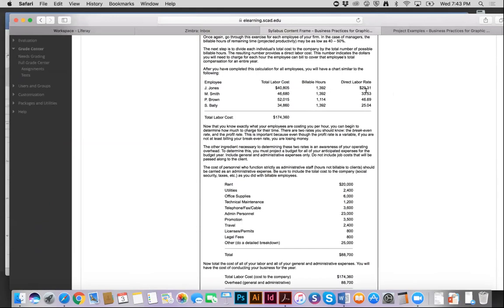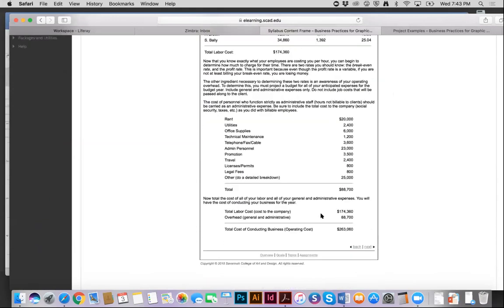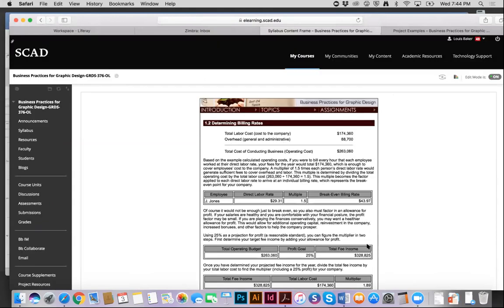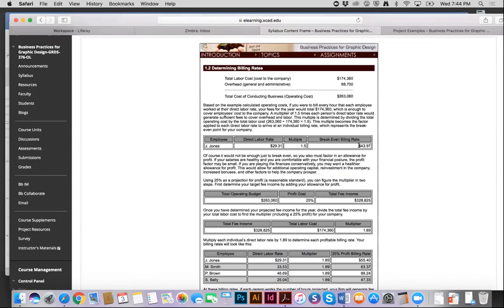Jones, just to pay this person's salary and benefits, they would have to earn $29.31 per hour just to cover that. But that's not enough. You have to also cover your overhead. So you have to know where that is, what that is, and obviously it tells you how to do that. And so it goes from J. Jones having to make $29 an hour to having to make $43 an hour just to cover the overhead costs, right?